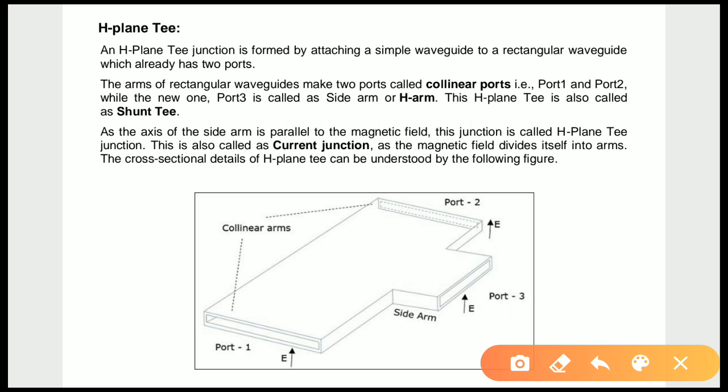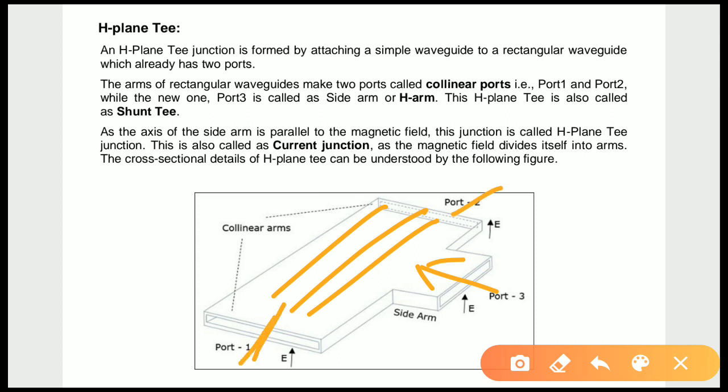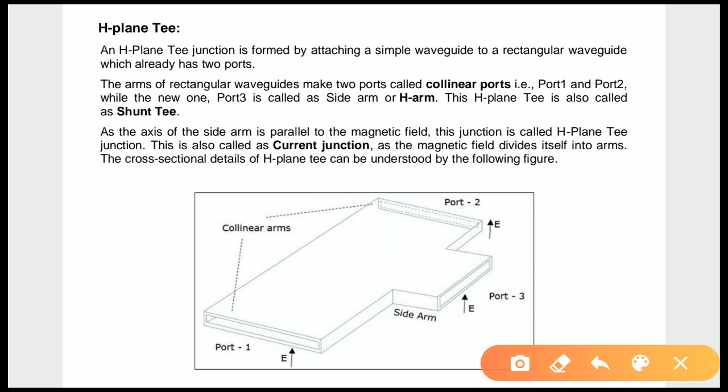So the first one is the H plane T. An H plane T junction is formed by attaching a simple waveguide to a rectangular waveguide which already has 2 ports. We have attached this side arm, a simple waveguide, to a rectangular waveguide, which has 2 ports, port 1 and port 2. In this way the H plane T can be formed by just attaching the simple waveguide to the rectangular waveguide having 2 ports. So ultimately there will be a total of 3 ports in the H plane T.